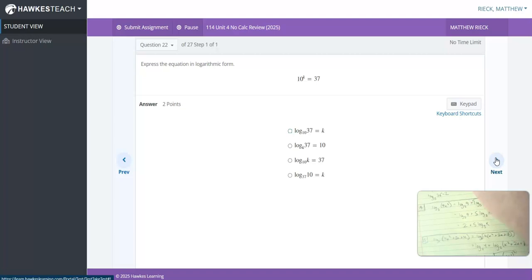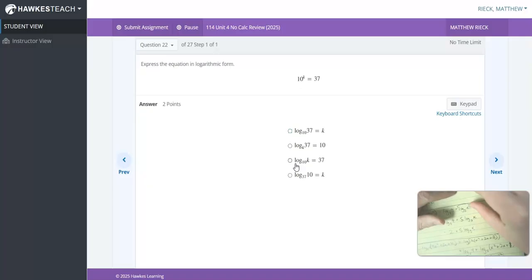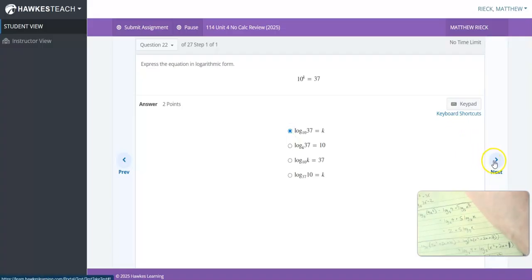All right. Again, we already had an example of this as well. So yeah, again, my base is going to be 10, and then I have a log base b of x, so x is whatever it equals. So yeah, that's going to be log base 10 of 37 equals k.